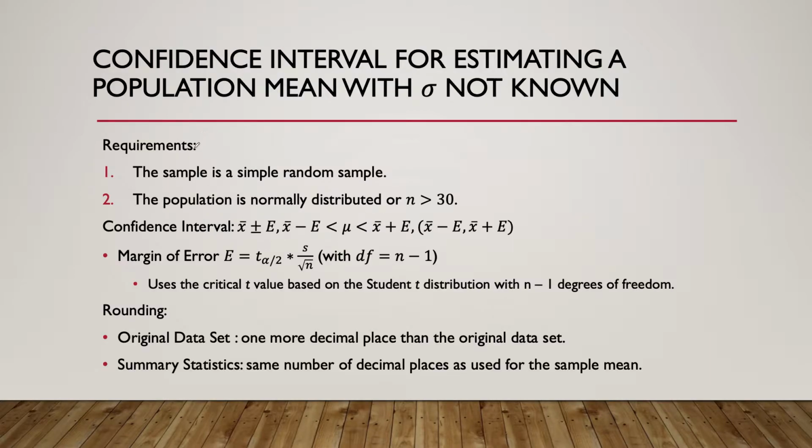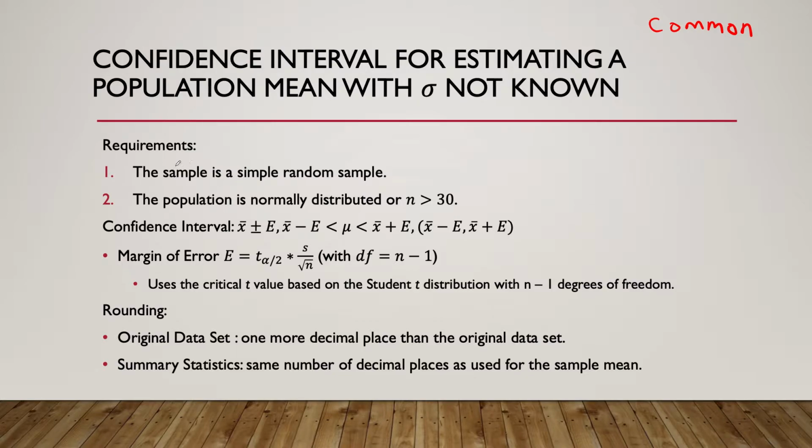In order for us to build the confidence interval for estimating a population mean, we have two cases, the first being sigma, the population standard deviation, is not known. Typically, this is the most common case. If you are trying to estimate the population mean, you're not going to know the population standard deviation at all, but that's beside the point.